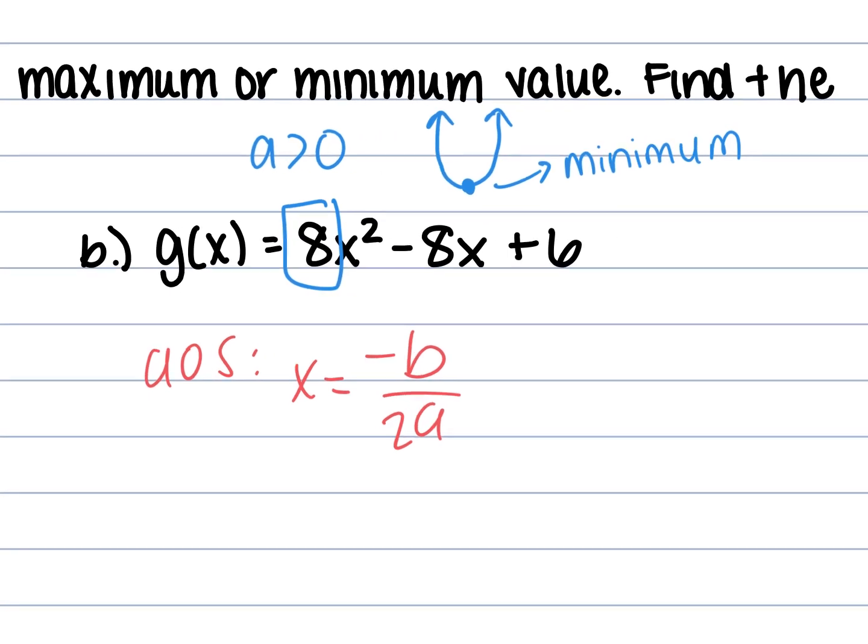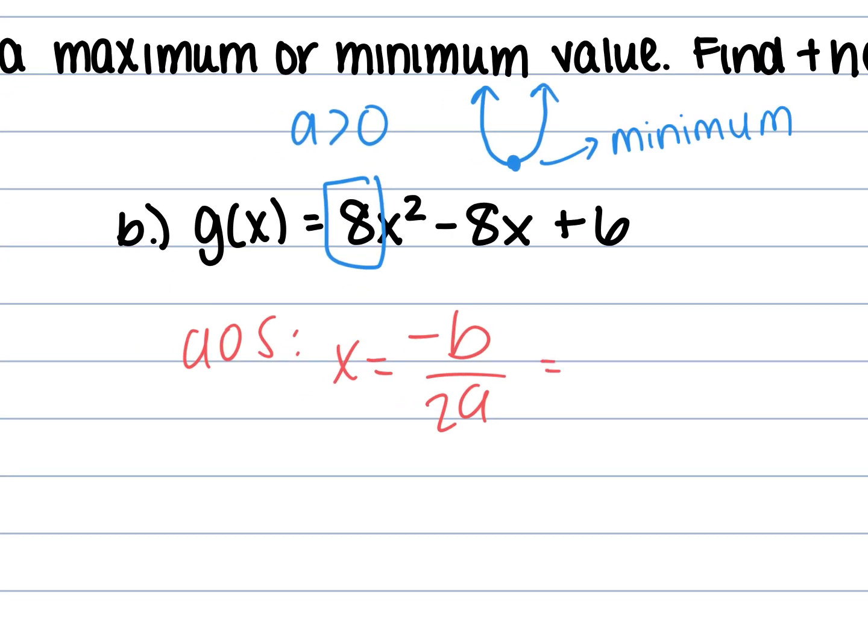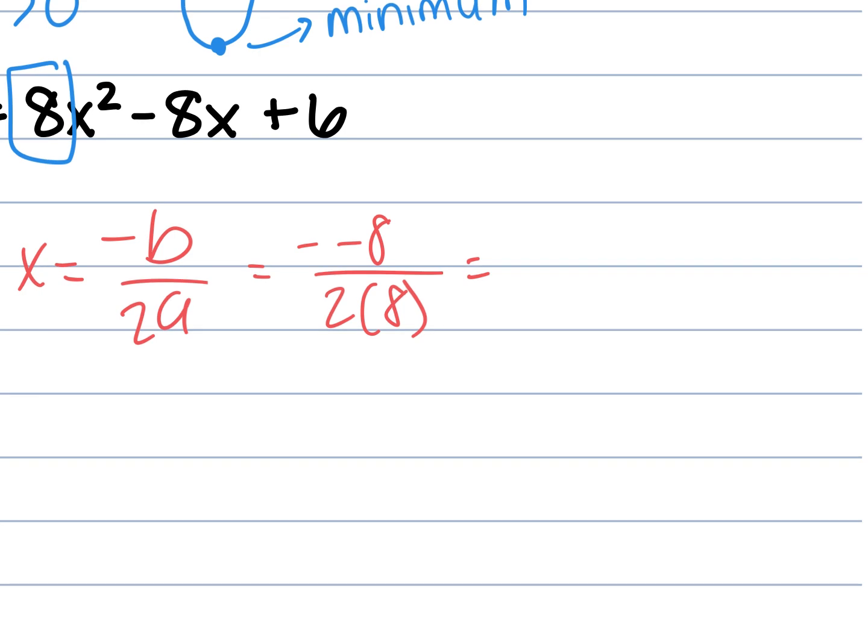What's my b value? So it's negative 8 over... Why do you put negative? Because I like to write out my steps step by step, David, so I don't mess anything up. What's 2 times a? 2 times 8. And negative negative 8 is a positive 8 over 16. What is 8 over 16? It's 1/2. Why does this one have to be a fraction?